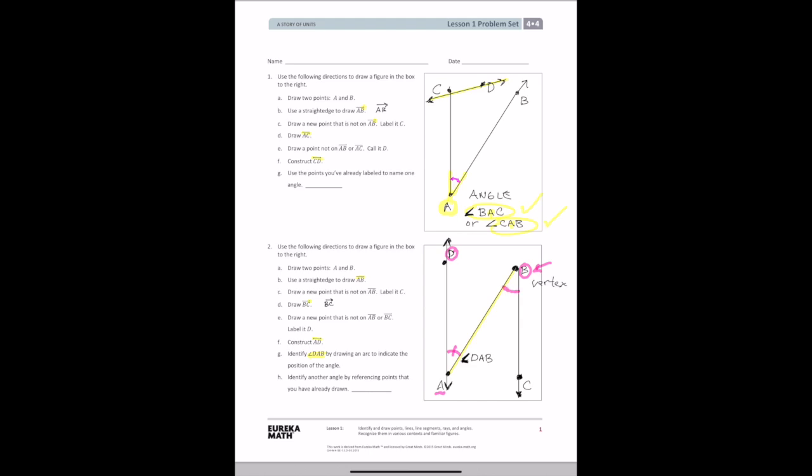And because we're not sure if it's the same angle as DAB, we can't put one hash mark. We might want to put two hash marks in there just to say it's a different angle. Okay? So that angle we'll call, how about ABC? So angle ABC.